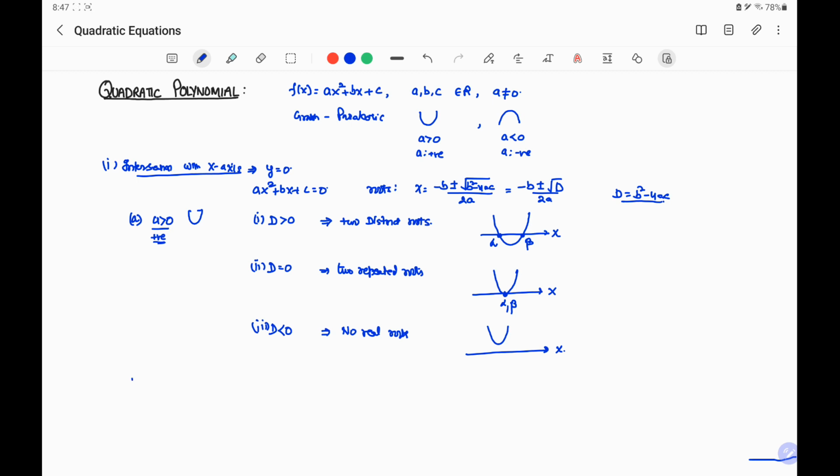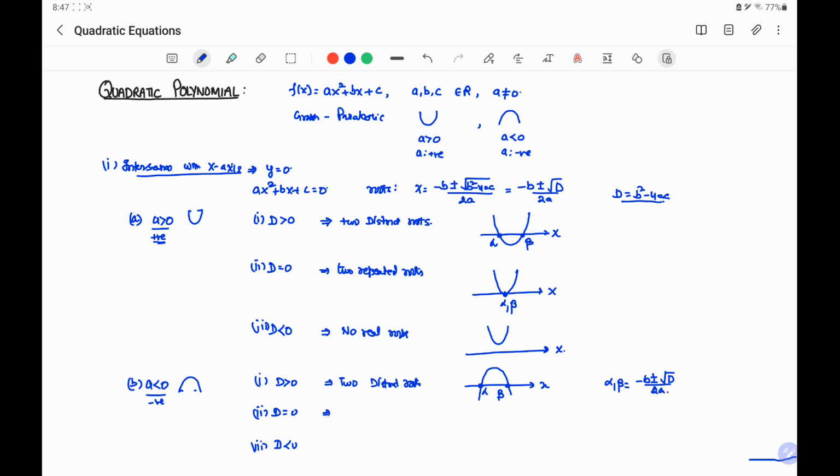Similarly, there are three cases when a is less than 0, that is, a is negative and the graph is downward opening. The three cases are again D greater than 0, second D equal to 0, and third D less than 0. If D is greater than 0, again two distinct roots, and the shape of the graph is downward opening and cutting the x-axis at two points. These two points are the roots of the quadratic equation, alpha and beta, given by (−b ± √D) / 2a.